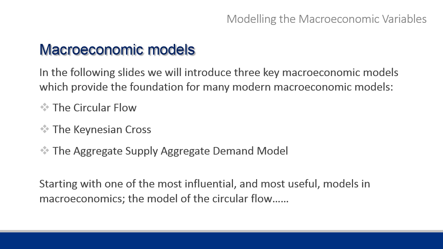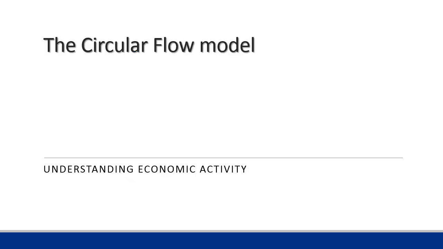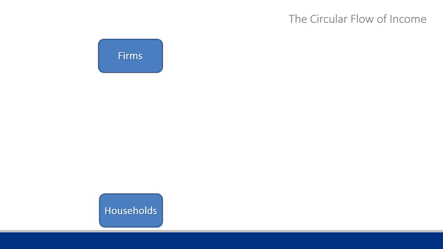But we start with one of the most influential models, which is the circular flow. Influential because it is very simple and easy to understand, very good at explaining how money moves around the economy. We now focus on the circular flow model, which helps us to understand economic activity in society. We start with just two agents, so there's a simplifying assumption. Perhaps you might think that's not accurate, but nevertheless very simple.